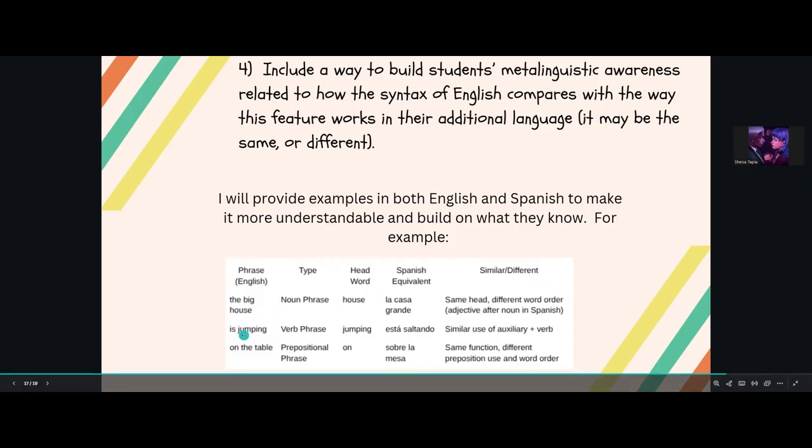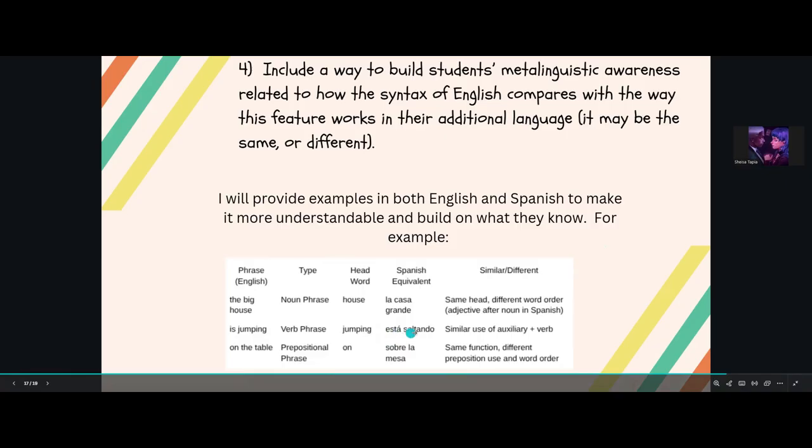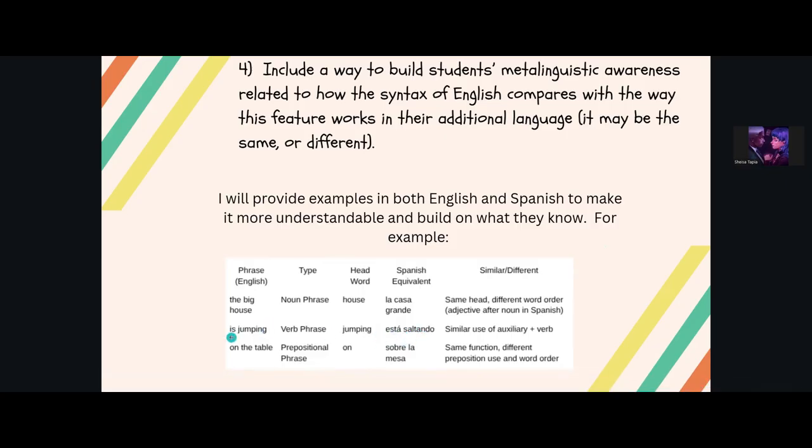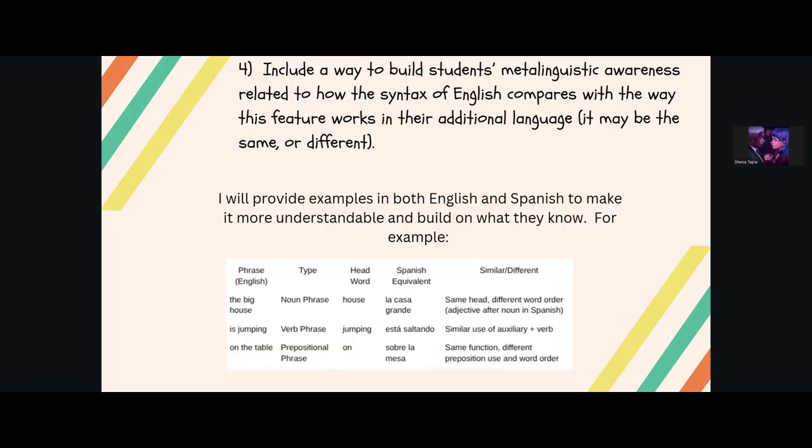Then we go on to the verb phrase "is jumping." The head word is "jumping." That's the main thing. And then we have it in Spanish, "está saltando." And again, with this example, I will show them how it's the same thing. They have a similar use of an auxiliary, "está," "is," and then the main verb, which is "saltando," "jumping." Again, having them see, okay, this is very similar to Spanish. I can use that knowledge and build from it when I'm learning English.